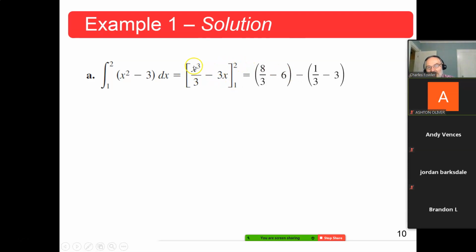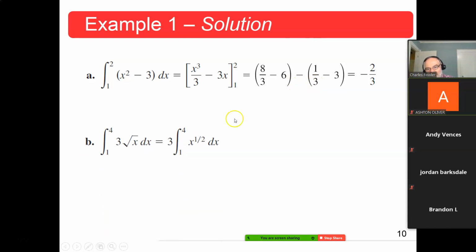And plug in the 1 cubed over 3 minus 3 times 1, and then the minus sign changes both of those signs, so that'd be 8/3 minus 1/3, which is 7/3, minus 6 plus 3 would be a minus 3, and they just amazingly got that to be negative 2/3, which is what we got too. We worked it out, they didn't. 7/3 minus 9/3 is negative 2/3.